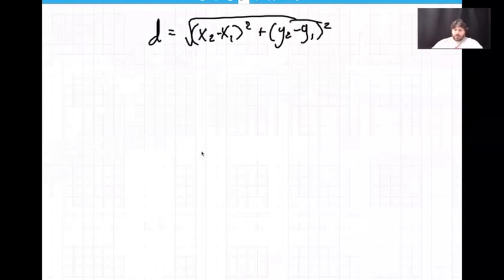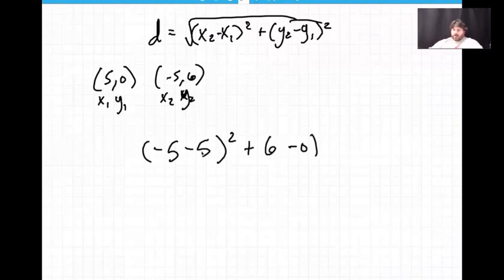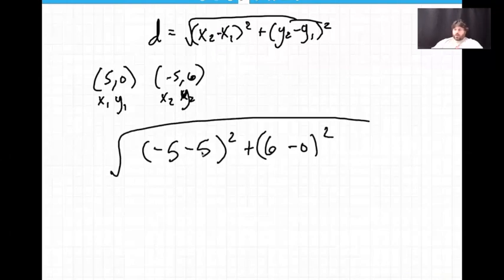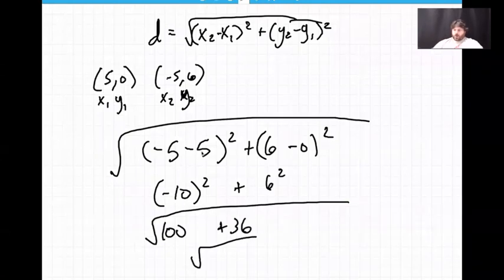That's the distance. All right, so let's find the distance between (5, 0) and (negative 5, 6). Okay, so this is my x1 and my y1. This is my x2 and my y2. So x2 minus x1. All right, negative 5 minus 5 squared plus y2 is 6 minus 0 squared, all of that square rooted. So the square root of negative 5 minus 5, that's negative 10. When I square that, I get 100. That's 6 squared, which is 36. So I get the square root of 136.